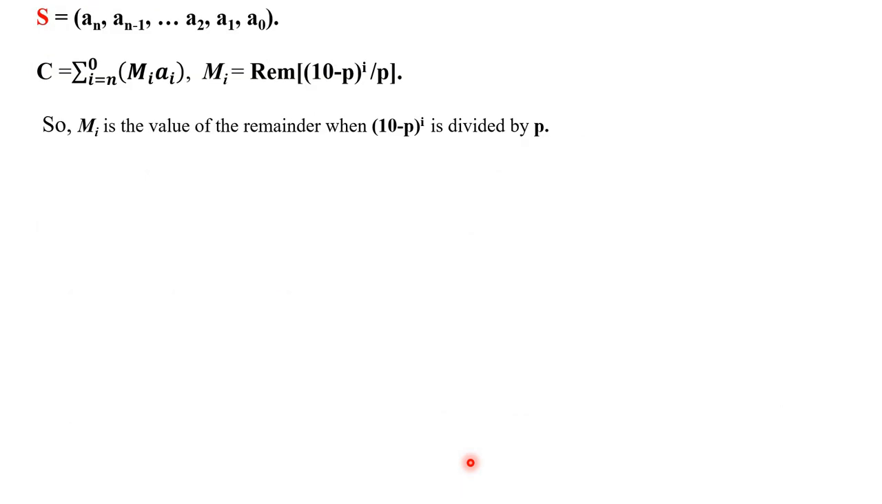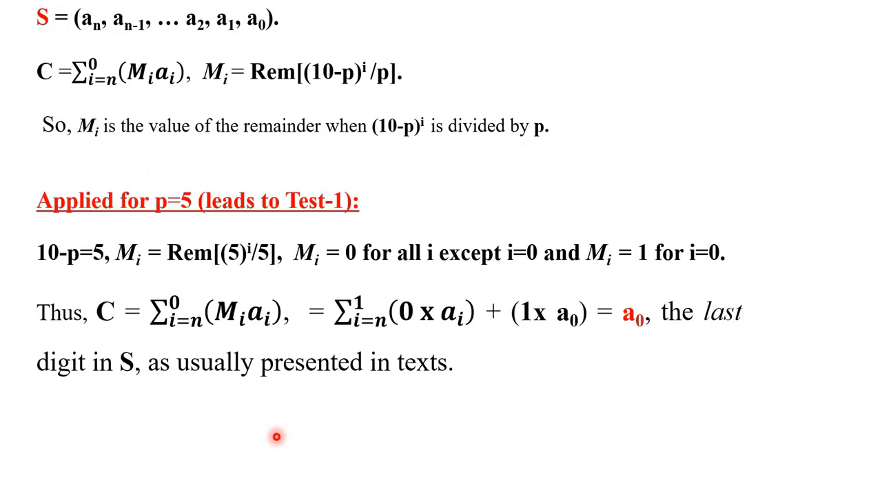Okay. Now for 5, very similar, but this time p is 5, so 10 minus p is 5, so the remainder of 5 to the power i by 5, that is m_i. And again you will see that m_i is 0 for all i except i equal to 0. In that case, m_0 is 1. Why? Because 5 to the power 0 is 1, so 1 by 5, the remainder is 1.